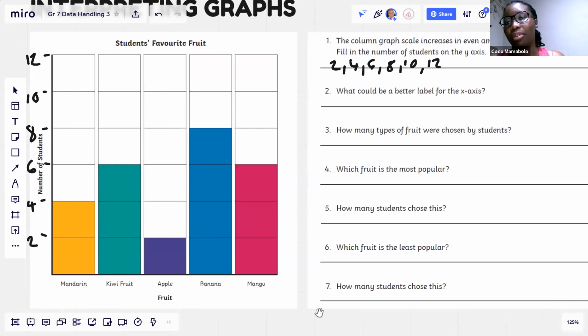What could be a better label for the x-axis? Rather than just fruit, what can we say? Oh, Stembiso, can everybody give me an emoji?